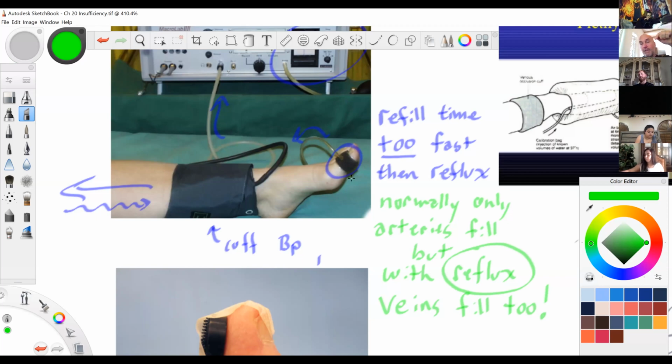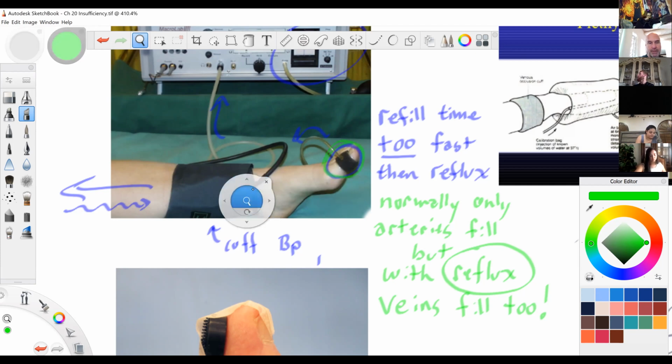It's not toe photoplethysmography, because that is an actual cuff. Kind of cute. Like you're doing a blood pressure on a chihuahua.